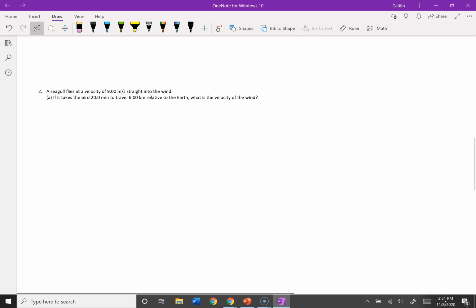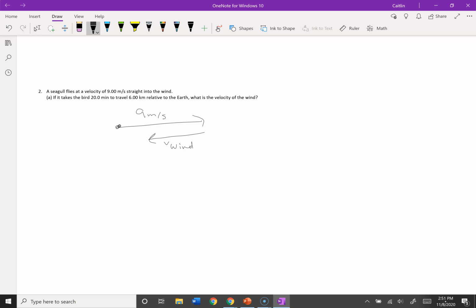All right, problem 2. It says a seagull flies 9 meters per second into the wind, which means there is some kind of wind happening here. It says it takes the bird 20 minutes to travel 6 kilometers relative to the Earth. What's the velocity of the wind?